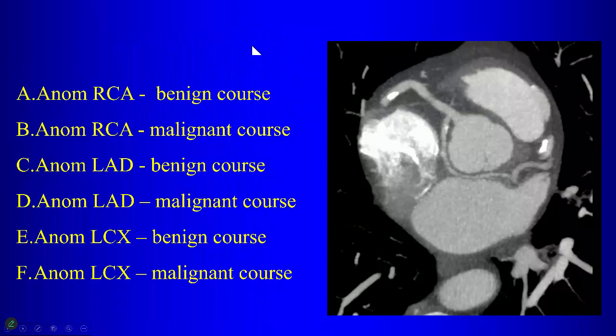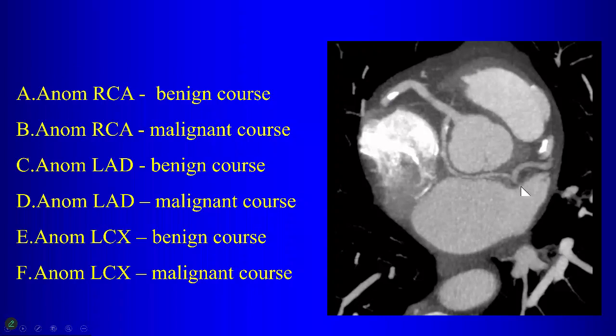Okay, what about this case here? What do we have? Benign course. What vessel is the anomalous vessel? Left circumflex, LCX. Yeah, so how do you figure this out? First, this vessel looks like it's doing something funny. So right away, there's something wrong with this one. It's doing something it's not supposed to do.